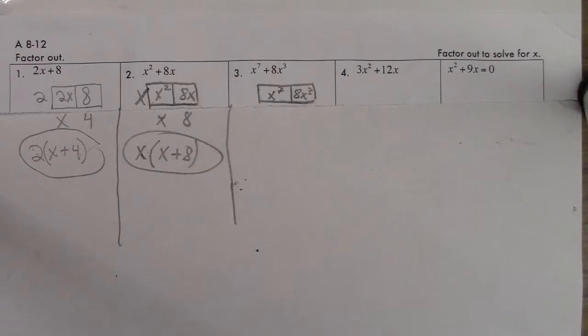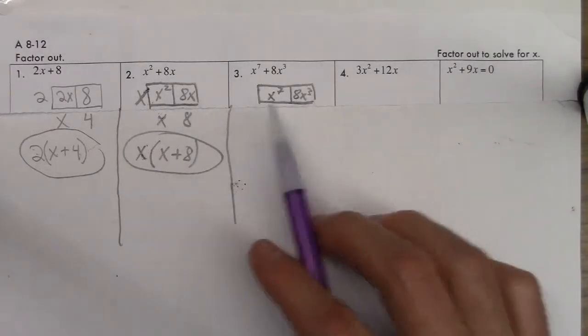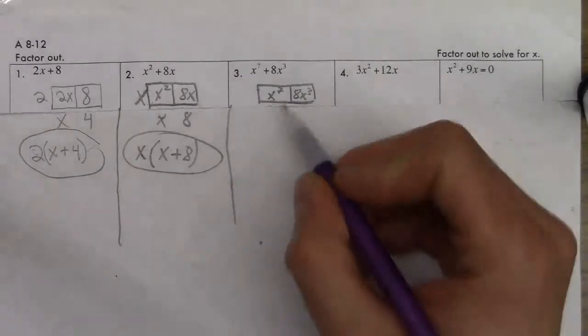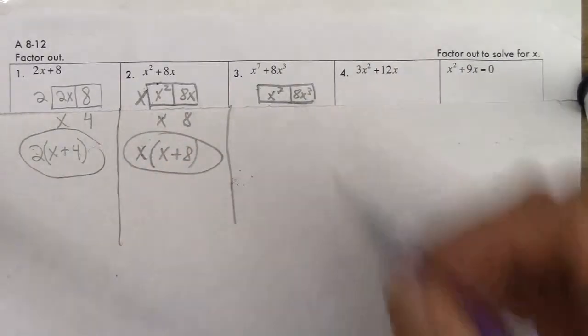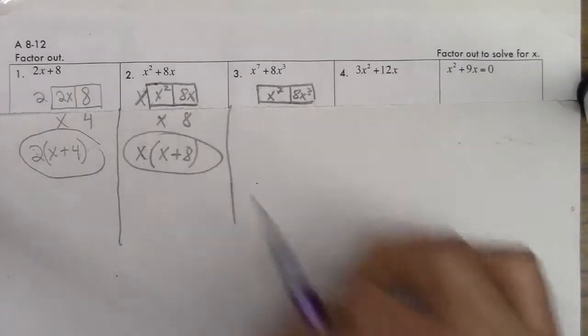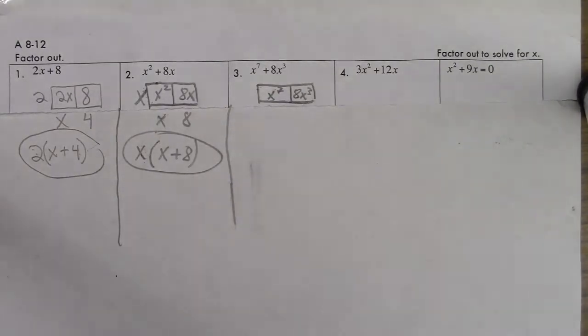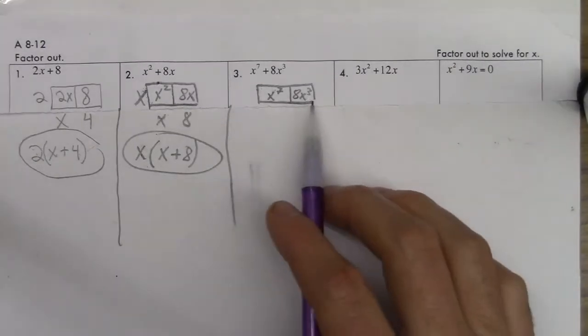I have x to the 7th and x to the 3rd. We ask ourselves the same question: what do they have in common? They certainly have x's in common. How many x's? That's the question. Can I take out 7 x's? Just to clear up the confusion, x to the 7th means x times x times x times x times x times x times x, 7 of them multiplied. And x to the 3rd means 3 x's multiplied.